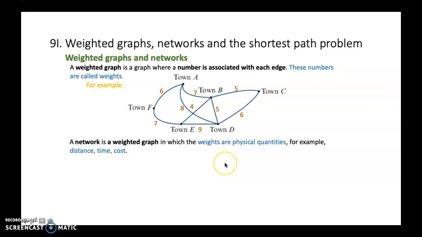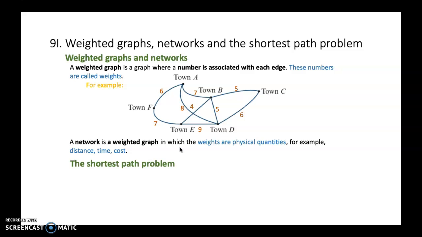So this weight shows physical quantities. It could be distance, which is this example. It could be time: how long does it take to travel from one town to the other, 7 hours or 4 hours. Or it could also show the cost of traveling.